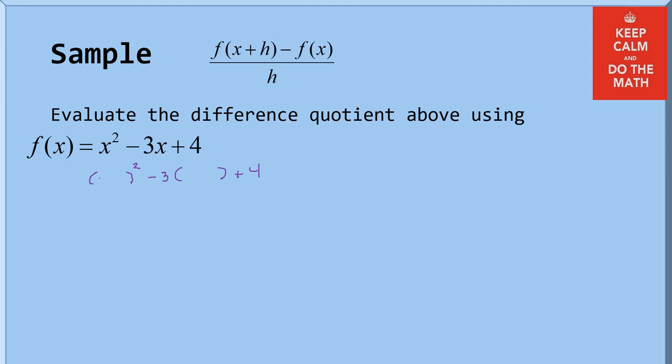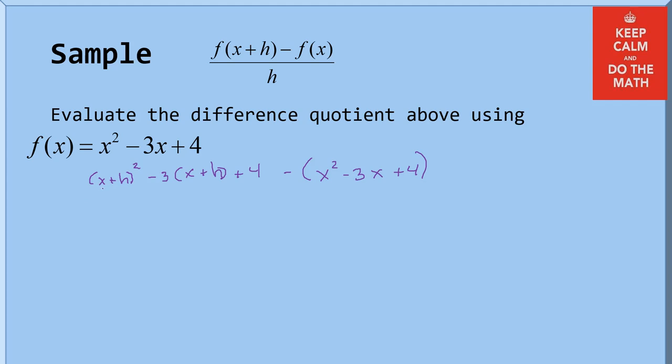So I put x plus h in the first parenthesis. I put x plus h in the second parenthesis. Now, minus f of x. So minus f of x, which is just the defined function, x squared minus 3x plus 4. So now my job is to do all the simplification, following through with all of my basic algebra skills.